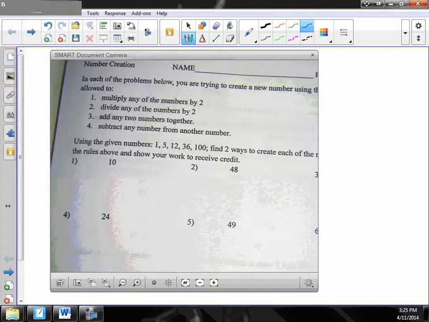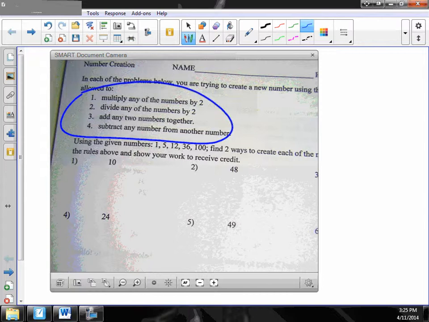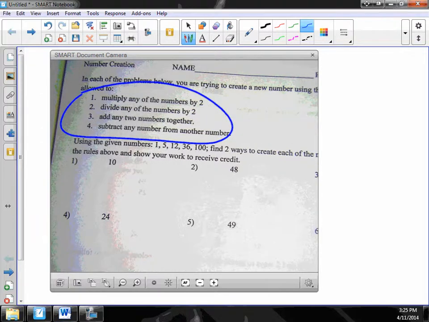If you take a look at this worksheet, there are 4 rules. You're allowed to multiply any of the given numbers by 2, or any number you create by 2. You're allowed to divide by 2. You can add any 2 numbers together, and you can subtract any number from another.